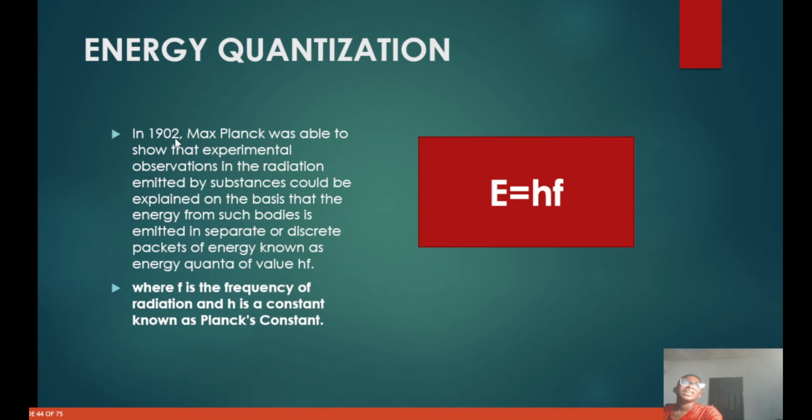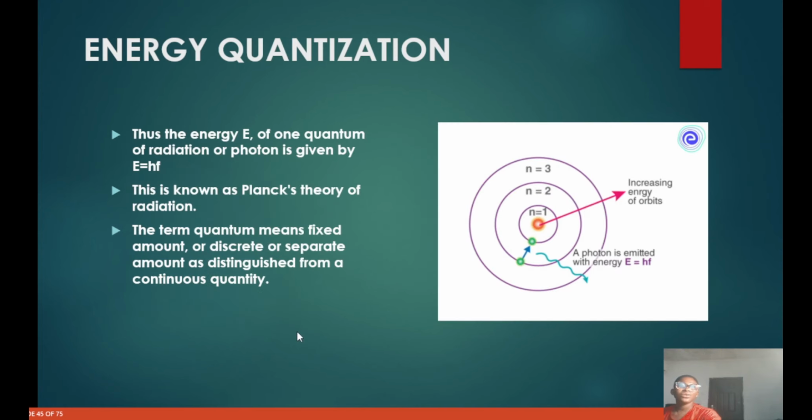Energy quantization. In 1902, Max Planck was able to show that experimental observations of the radiation emitted by substances could be explained on the basis that the energy from such a body is emitted in separate or discrete packets of energy known as energy quanta, and the value is hf. E equals hf, where f is the frequency of the radiation and h is a constant known as Planck's constant. Thus, the energy E of one quantum of radiation, or photon, is given by E equals hf. This is known as Planck's theory of radiation.